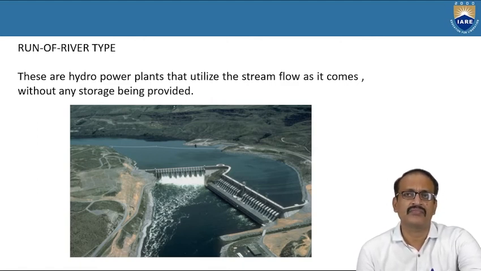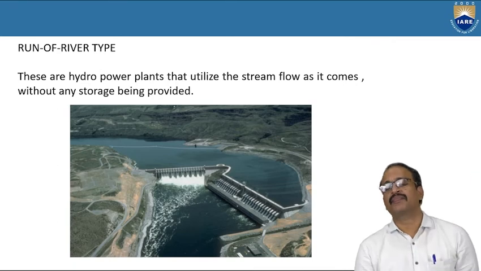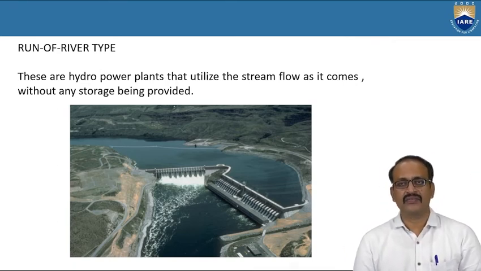These are hydropower plants that utilize the stream flow as it comes without any storage being. So why do we need storage? We want to level up to increase the head. So here we are not using that. We are not doing so.